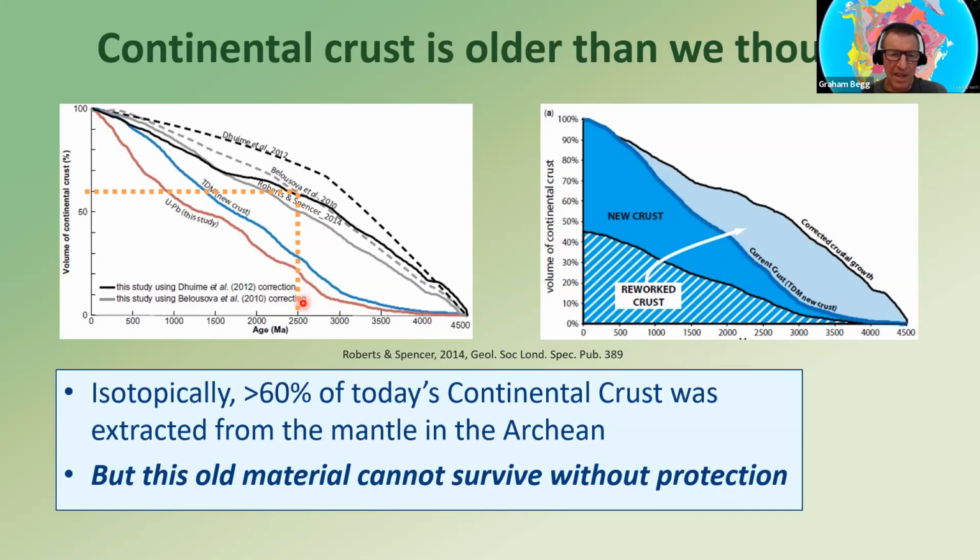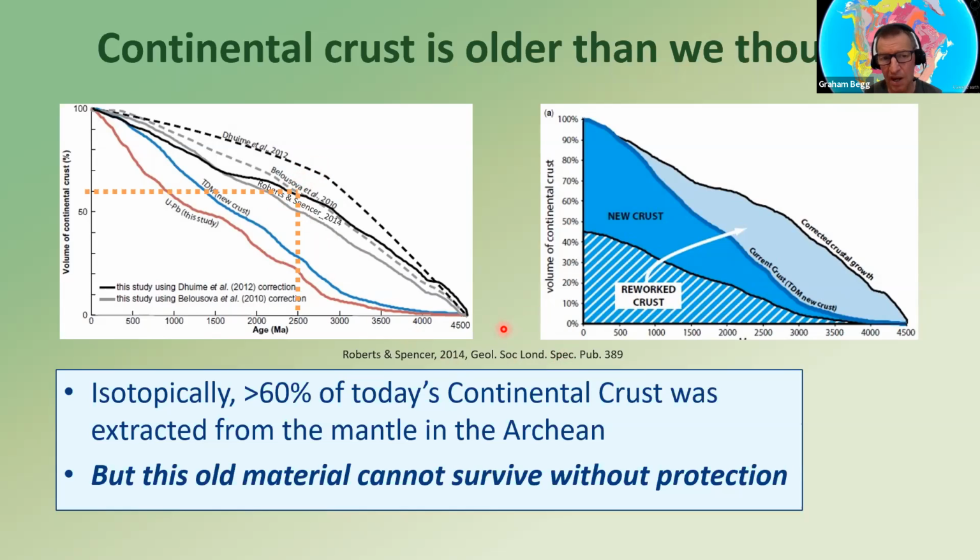And these studies are settling on a number that's roughly around 60%. So in other words, about 60% of today's crust is actually Archean material. That's what this data is telling us. That's plus or minus 10% from there, at least. And so you're looking at a really large amount of Archean material.